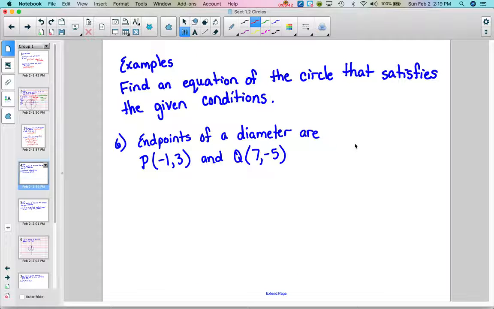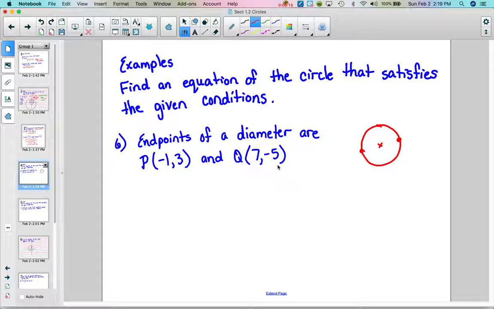Okay, so for this next one, we're asked to find an equation of the circle that satisfies the given conditions. The endpoints of a diameter are point P, which is (-1, 3), and point Q, which is (7, -5). So think about if you had a circle and you knew the endpoints of a diameter. Well, what's right in the middle of those 2 points? It has to be the center of the circle. So we just have to find the midpoint in between these 2 points so that we know the center.